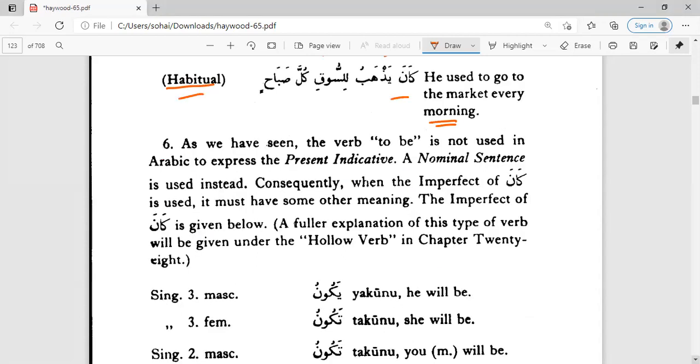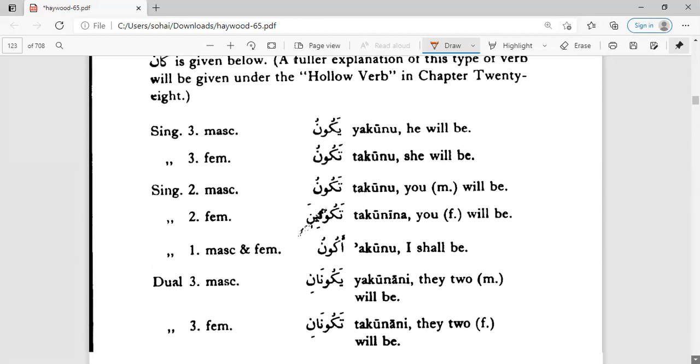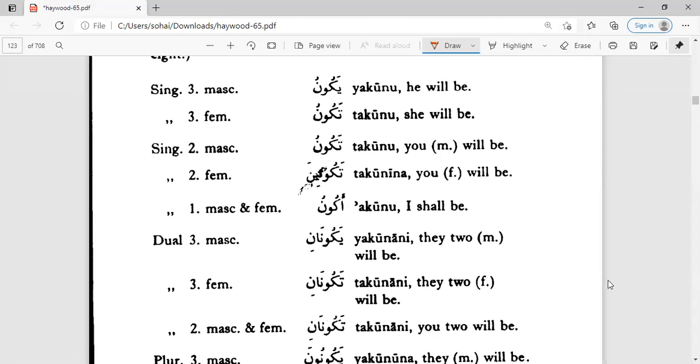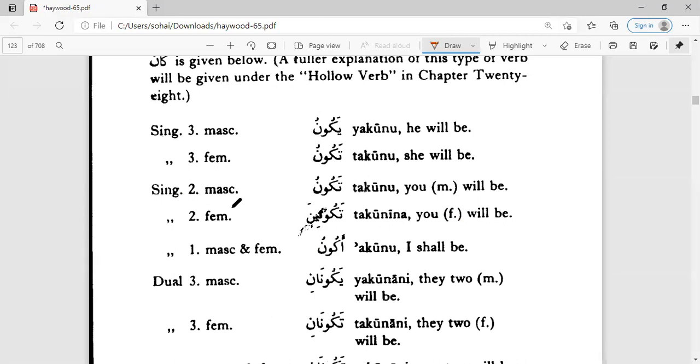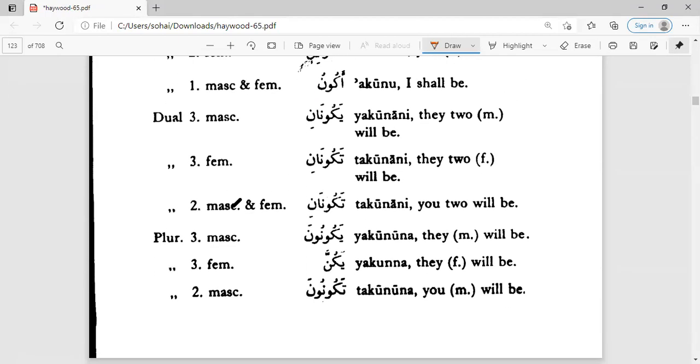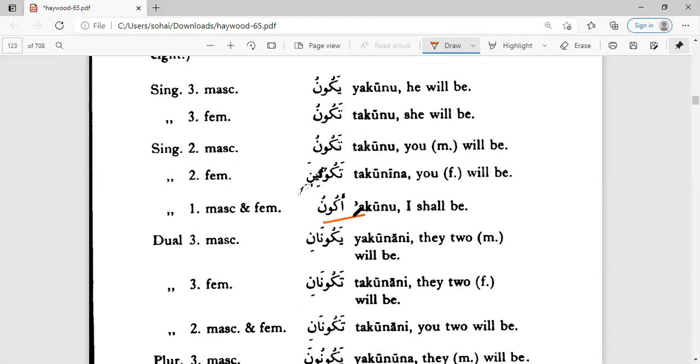As we have the verb to be, this is the present tense for kana. Again, you need to memorize this. أنا أكون، نحن نكون. So this is the first person singular. He used to go, kana yadhabu, and they used to, kanu yazhabu. Yes, that's correct.